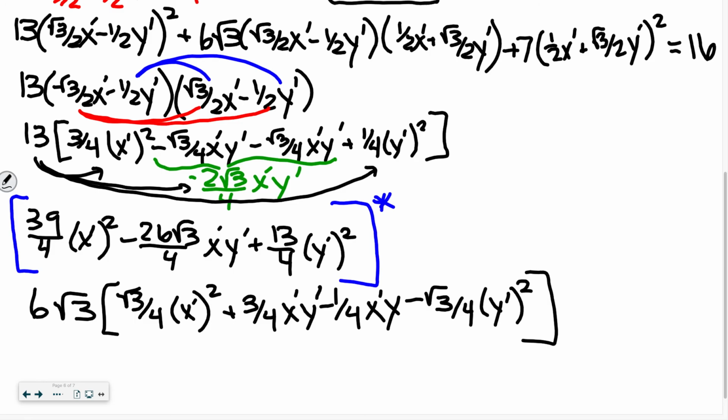So this is going to give me square root 3 over 4. This is going to be 3 over 4, 1 over 4, and square root 3 over 4 negative.